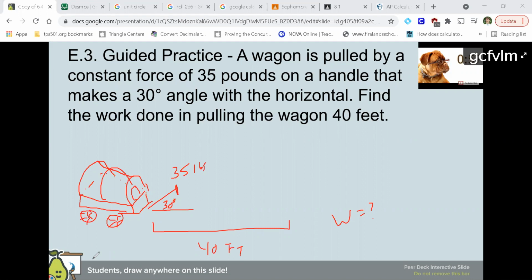Or maybe we did it more. So we're just finding work and not the net force. And when you do work, do you do it off the net force or the initial force, like this 35 pounds? Oh, well, never mind. I take it all back. I'm doing too much. That's okay.